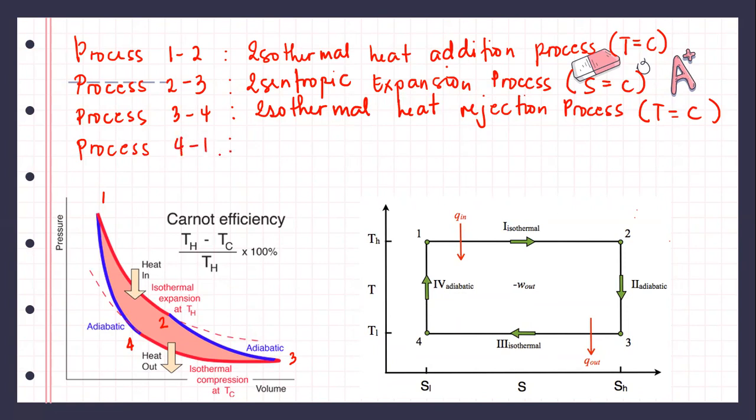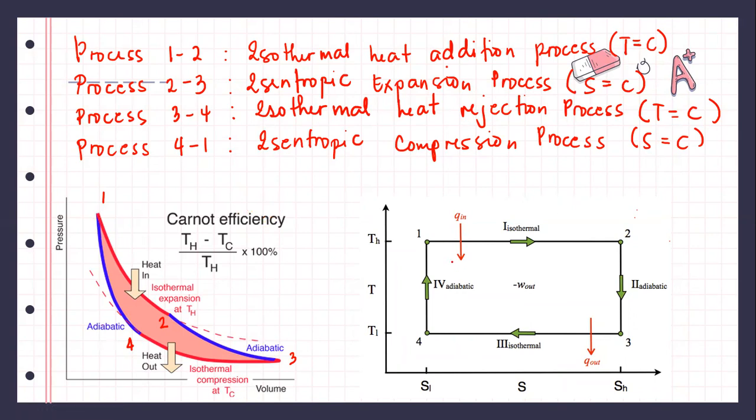4 to 1. That is under the isentropic compression process, where entropy is constant. Now, for the process 4 to 1, a reversible adiabatic compression during which the temperature of the working fluid increases from the low temperature to the high temperature.